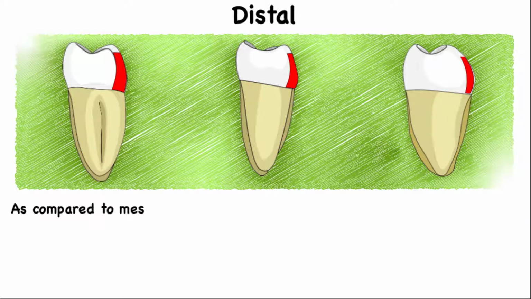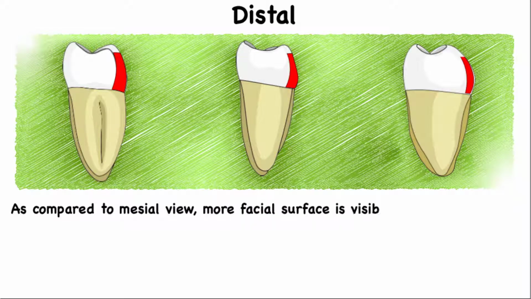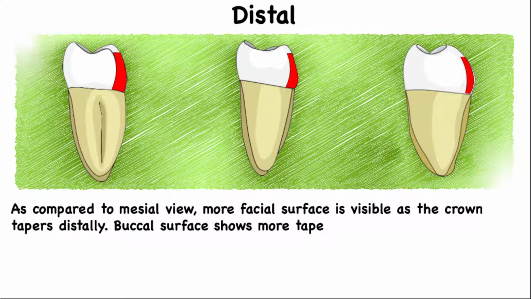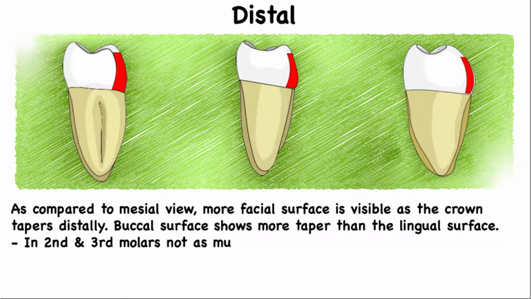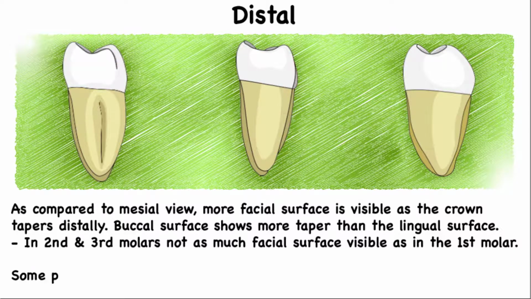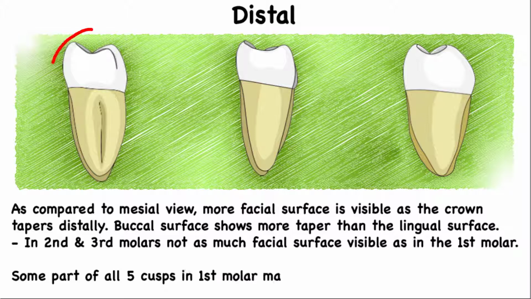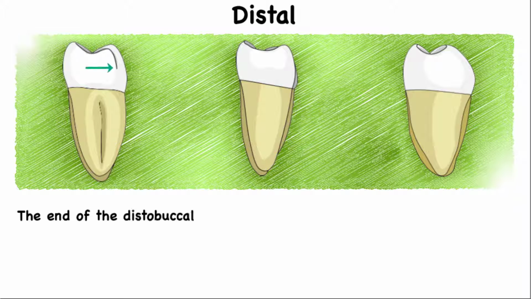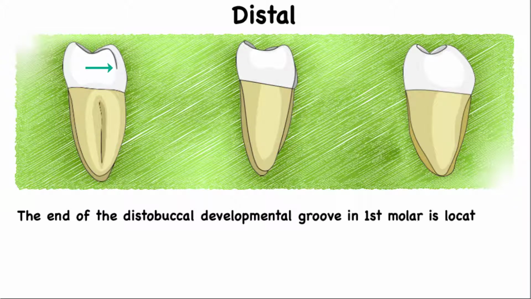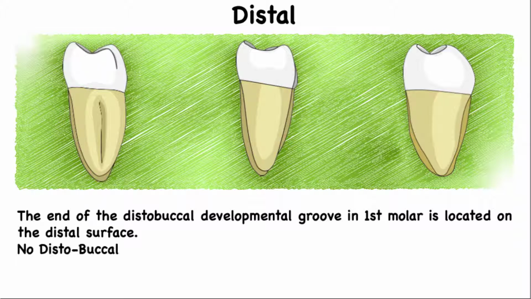As compared to the mesial view, more facial surface is visible as the crown tapers distally. The buccal surface shows more taper than the lingual surface. Notice in the second and third molars, not as much facial surface is visible as in the first molar. Some part of all the five cusps in the first molar may be seen in this view. The end of the distobuccal developmental groove in the first molar is located on the distal surface. So you can see the distobuccal groove here. No distobuccal groove is present in second and third molars.